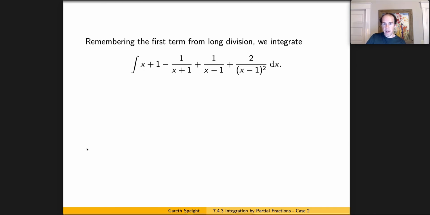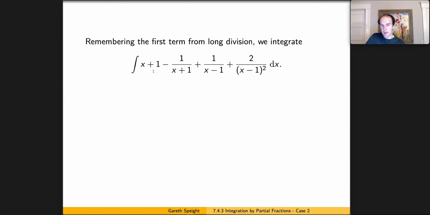Okay, so now let's remember what we had to integrate. We had x plus 1, which was there from the long division beforehand, so we have to remember to integrate that. And then we had these partial fractions terms, and I just replaced the a and the b and c by whatever they were supposed to be. And now we can integrate this because it's just a sum of simpler terms, and we can just integrate term by term with a sum.